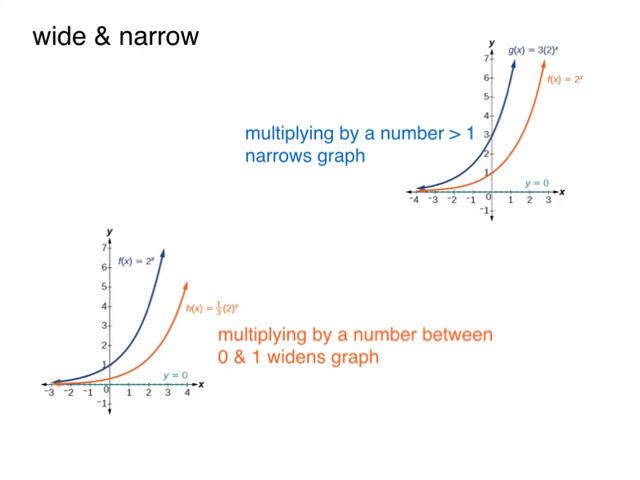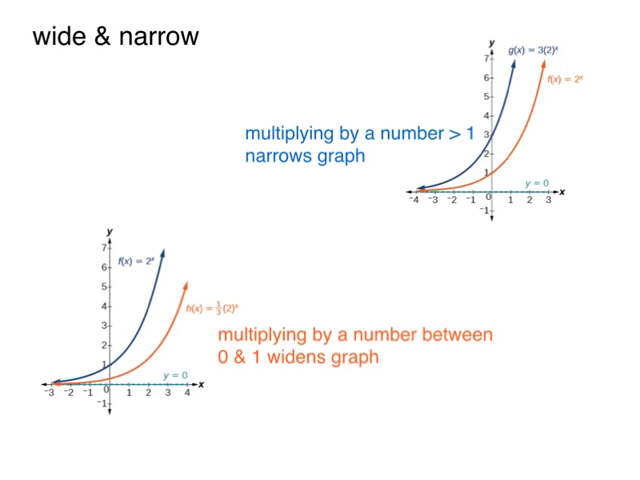Let's take a look at how we can affect the graph by widening it or making it more narrow. Let's start with this parent function here, the one we always use, 2 raised to the x power. And remember, there's an invisible times 1 right there. Well, if we multiply it by 3, a number larger than 1, it makes the graph narrower.